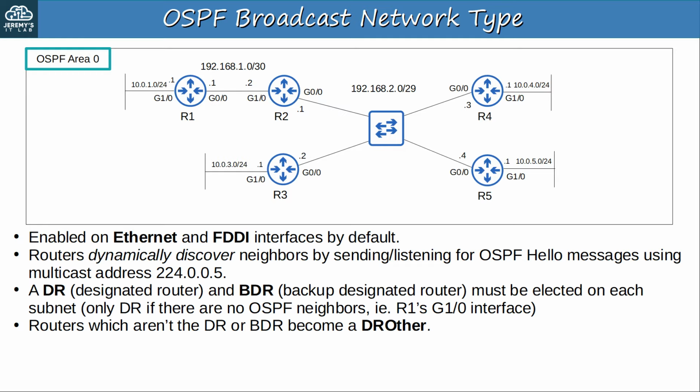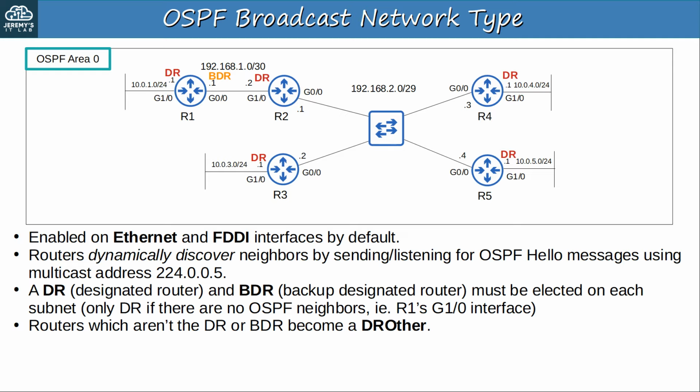So let's look at the network above. Each subnet needs a DR. These subnets are easy. There are no OSPF neighbors, so each router becomes the DR for the subnet. How about the 192.168.1.0/30 subnet between R1 and R2? In the next slide, I'll show you how the DR is elected, but let's say R2 is the DR. So, R1 becomes the BDR for the segment.